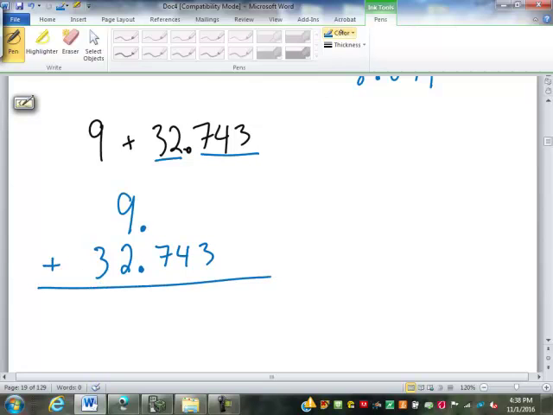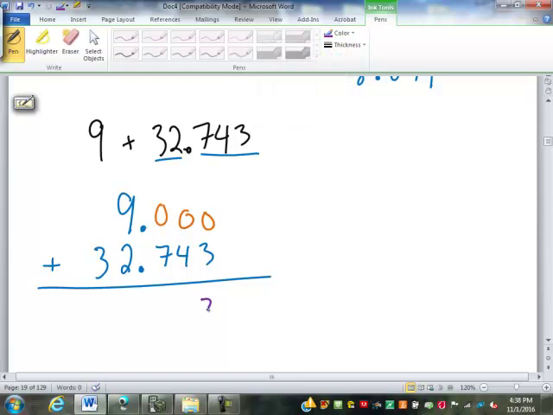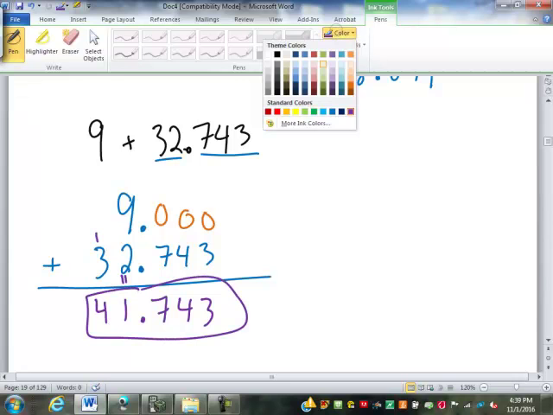Still adding. So I do have a couple of decimal places I have to fill in with zeros here. And then I'm going to add 3, 4, 7. Bring down the decimal point. 9 and 1 is 10, so 0 carry the 1. 1 and 3 is 4. So 41.743.